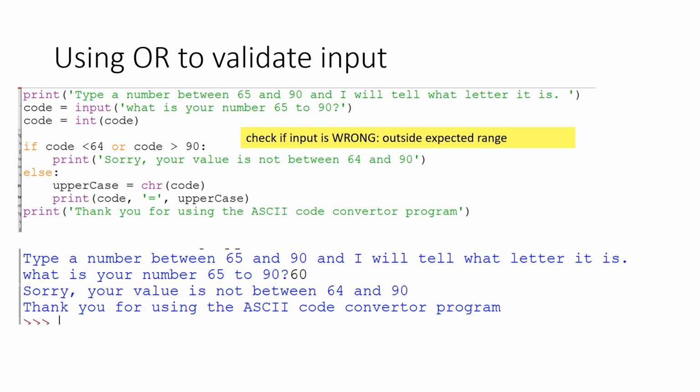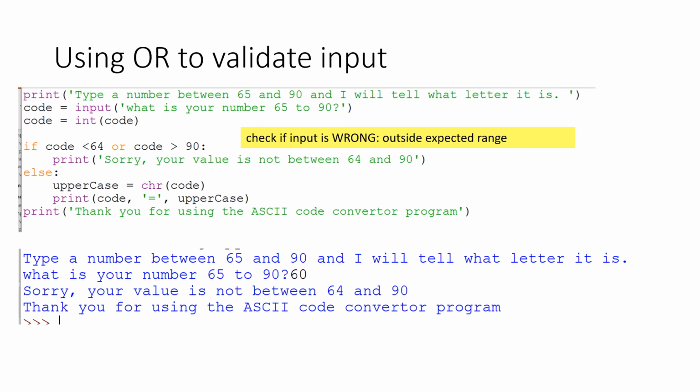Colon. And now this is the wrong input. So we display, sorry, your value is not between 64 and 90. Else means that's the alternative outcome, meaning that the value is correct. So we say that the uppercase letter equals the char of the code, and we display the code, the equal sign, and the uppercase letter that we have just converted to. Then regardless of whether the guy typed in the wrong value or the correct value, we're going to thank them for using the program.